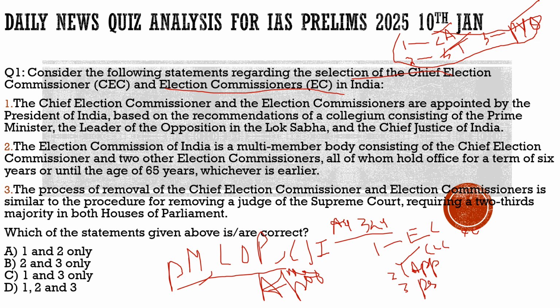Right now, that body, which is given by the law, consists of the PM and the leader of opposition. But the CJI was removed from this panel, and instead of him, who was added? It is the union cabinet minister nominated by the PM. So he became a member of this panel, and they would recommend the names to the president. This is the background story of the selection of chief election commissioners and election commissioners.